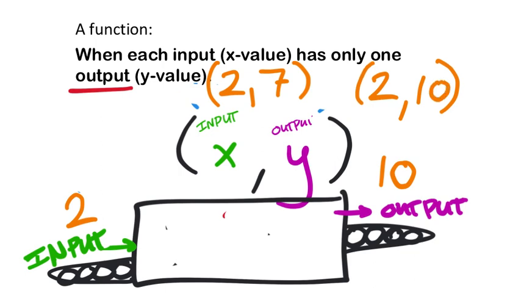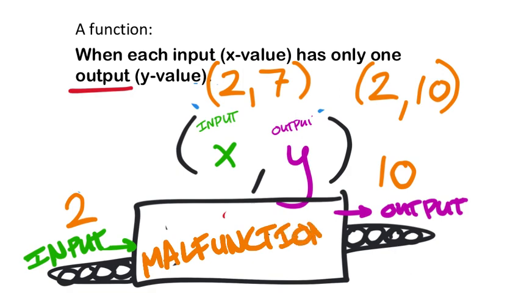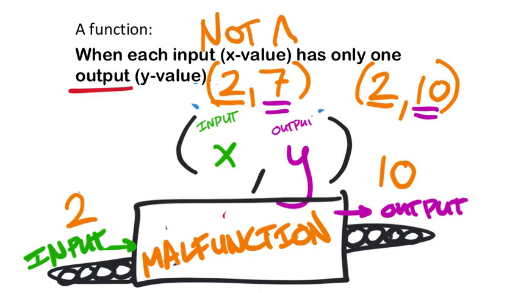Now, I can't really know what this function is doing, or what this machine is doing. See, right here, the last time I came in and put in a 2, it spit out a 7. But now I'm putting in a 2, and now it's spitting out a 10. So at this point, I would say this machine is malfunctioning, which means that as soon as I see these 2s like this, but the y values don't match, I can immediately say that this is not a function. See that?